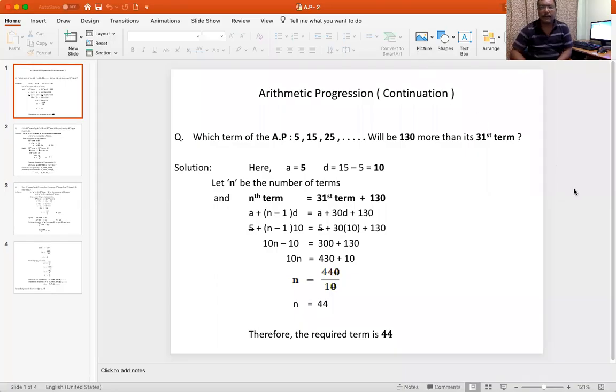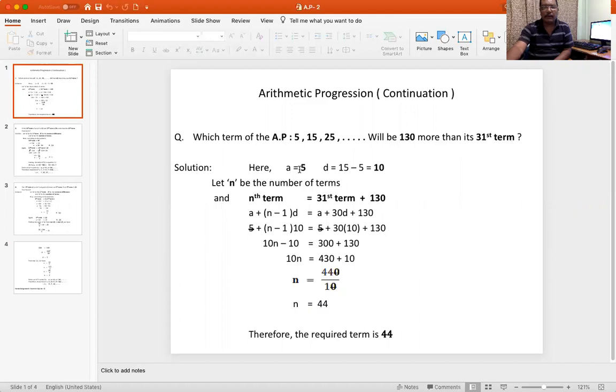Hello students, in this video we will try to solve some problems that are based on arithmetic progression, which is in continuation of the earlier video that I have uploaded. Let us take this question which says, which term of the AP 5, 15, 25 will be 130 more than its 31st term.